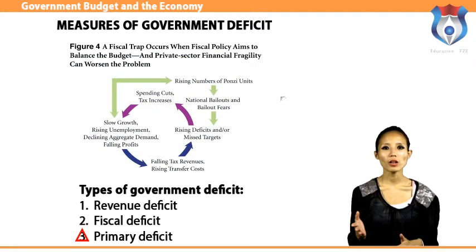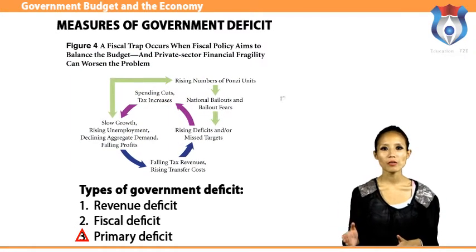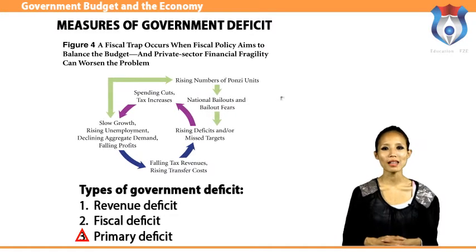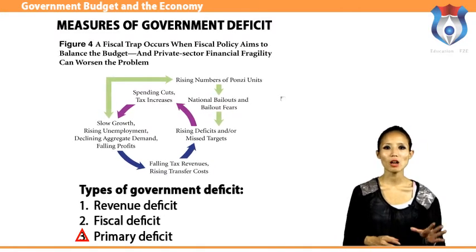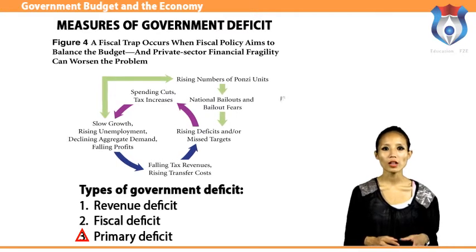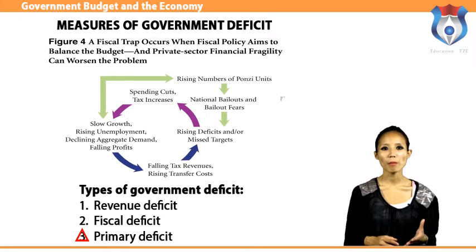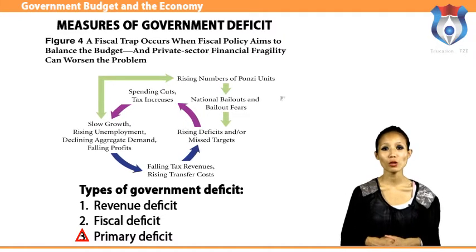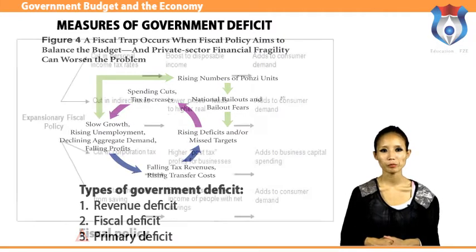Primary deficit. Because the government now has a fiscal deficit, it needs to borrow money from a lending institution such as a bank to cover its expenditures. Interest on the loan has to be paid to the bank. The interest payment is subtracted from the amount of the fiscal deficit and is referred to as the primary deficit.